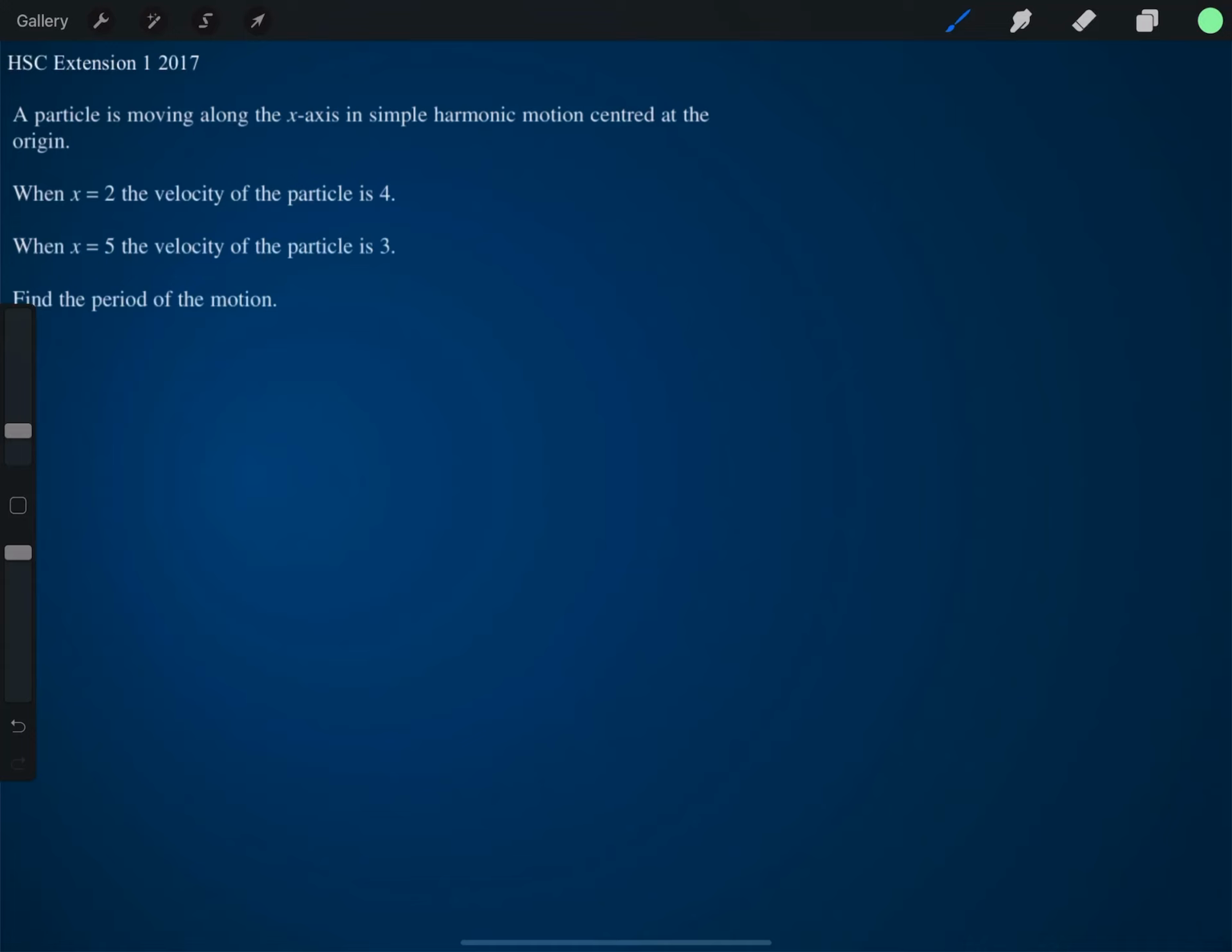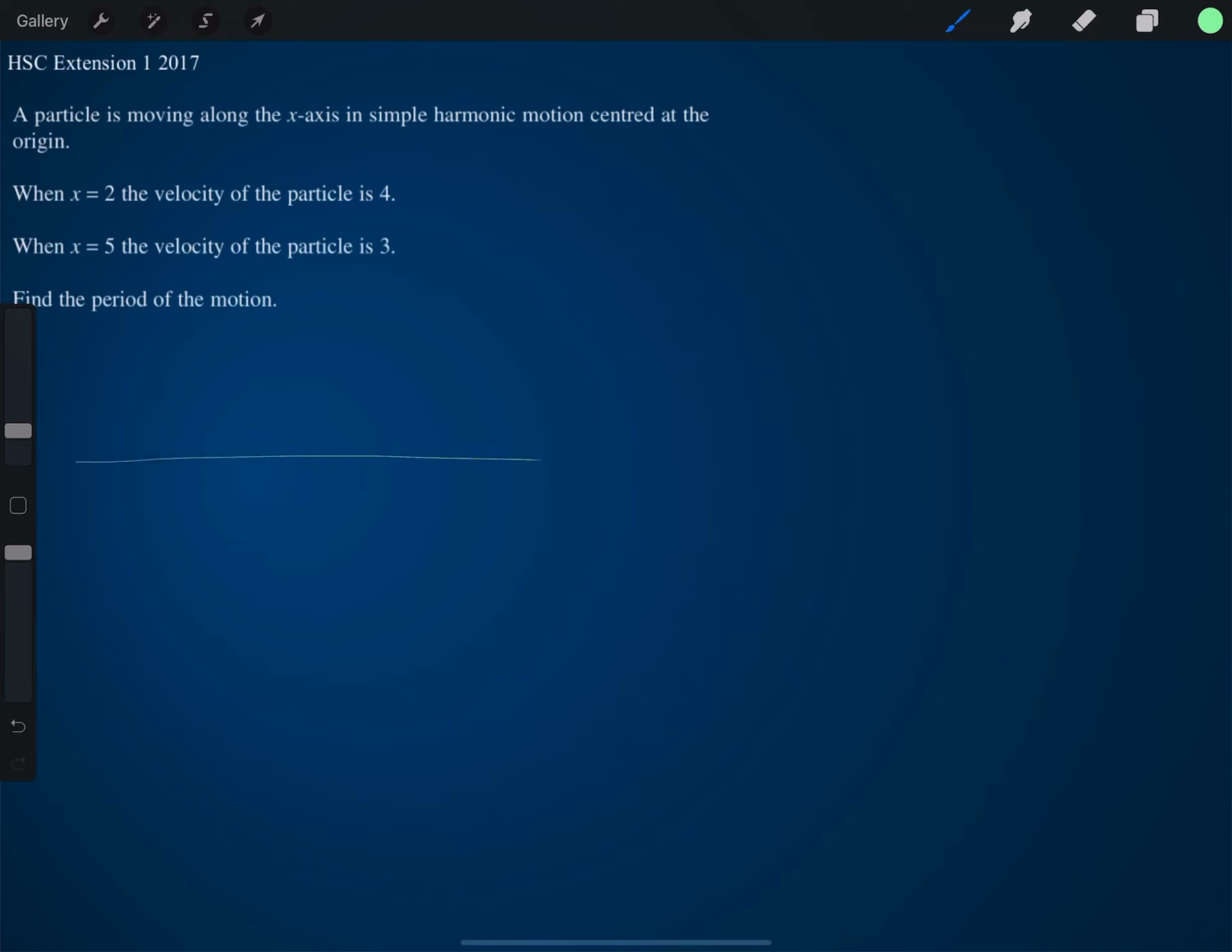This is question 13a in the 2017 HSC Extension 1 paper, and here we have a particle moving along the x-axis in simple harmonic motion centered at the origin. Now we're told that when x is 2, the velocity is 4. So that's a positive displacement and a positive velocity. And we're also given that when x is 5, the velocity is 3. So that's another positive velocity for a positive displacement.